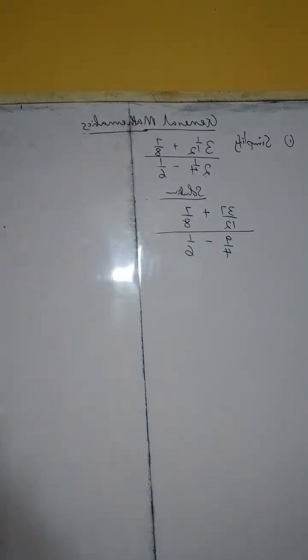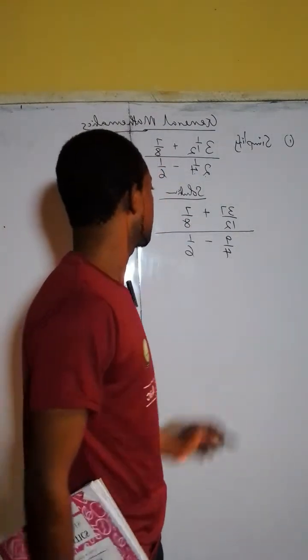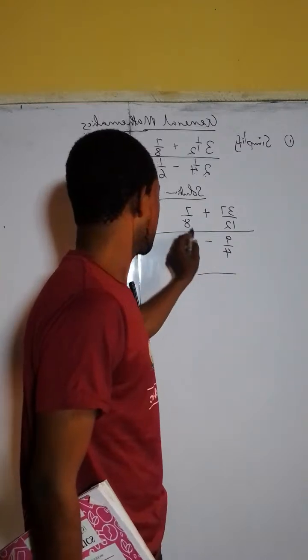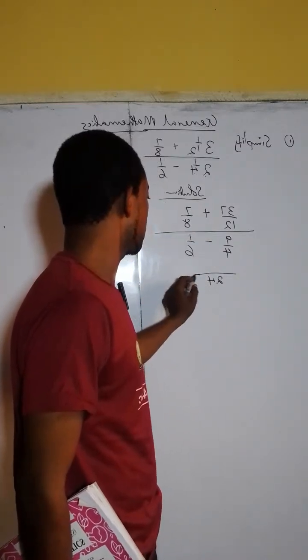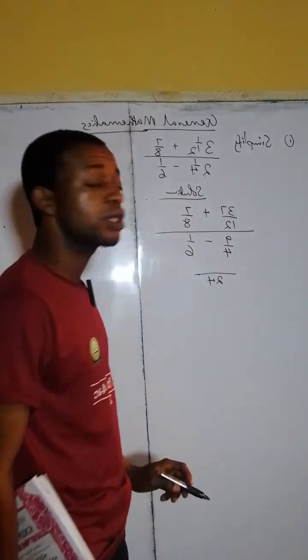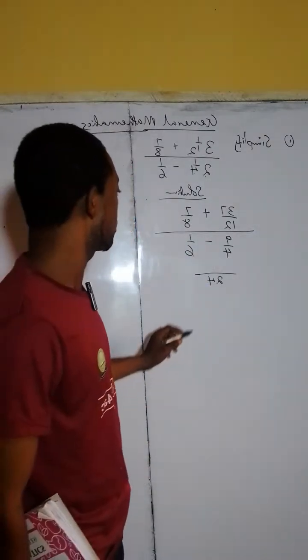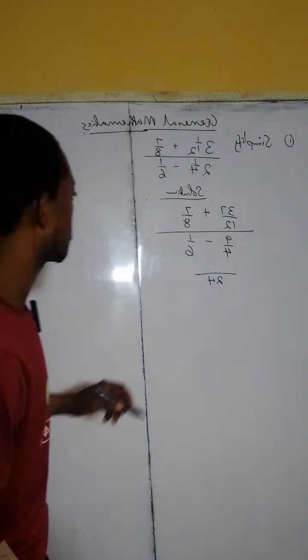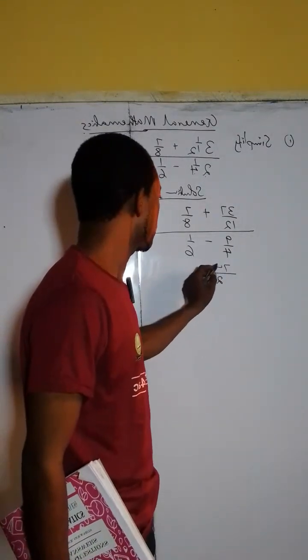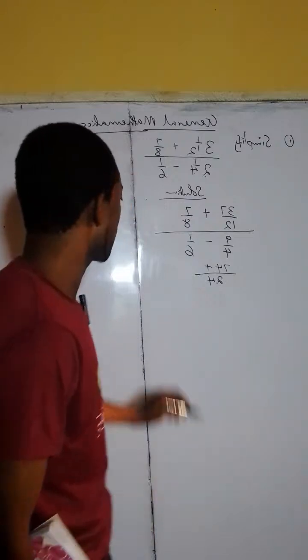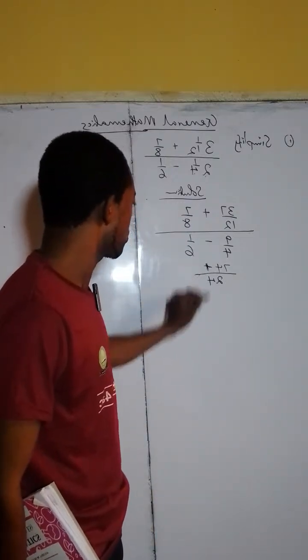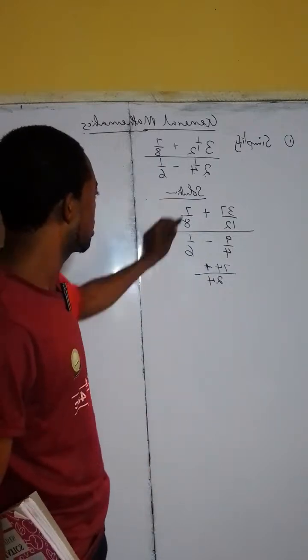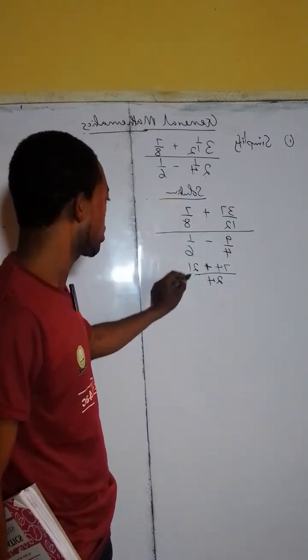We bring it together as one fraction here. That is the LCM. Here we have 24. 12 goes in 24, that's 2. Then 2 times 37, that gives us 74. Then plus 8 goes in 24, that gives us 3. And 3 times 7, we have 21.